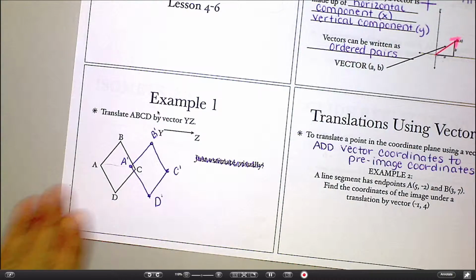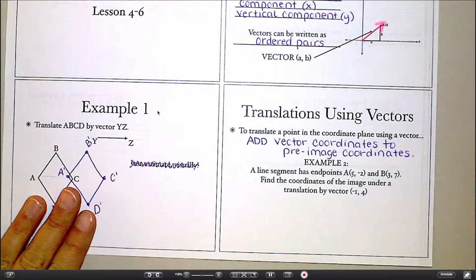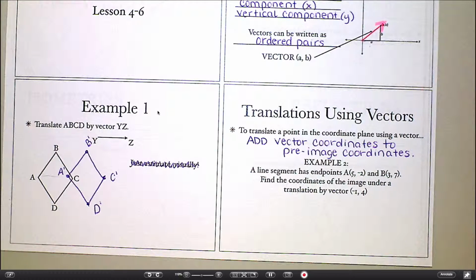You're also going to see problems like this where you're working with vectors in coordinates. And so to translate a point in the coordinate plane where I give you an XY coordinate, you're going to add the vector coordinates to the pre-image coordinates. And you're going to see what that means in just a minute, but go ahead and write that down.